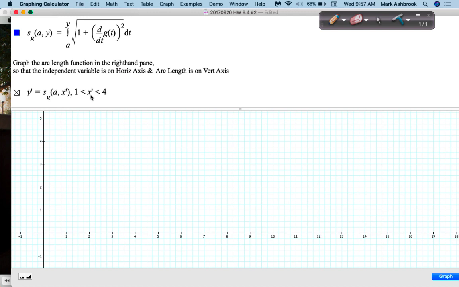Now this has nothing to do with the derivative. It's not prime. This is just the way GC will allow you to open a second window. So you got to make sure you're not seeing that as y prime, x prime, meaning derivative. It's not. It's just what GC has for if you want to graph two graphs side by side. So we'll make that red, say.